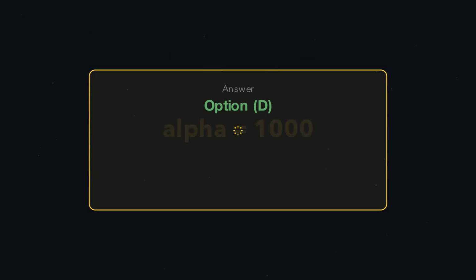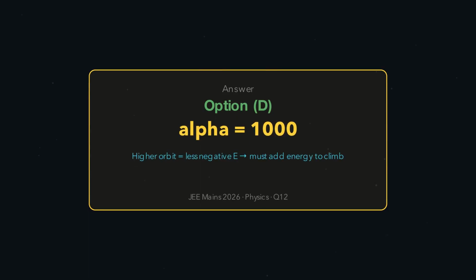Which equals exactly 10 to the 9 joules, or 1,000 times 10 to the 6. So alpha equals 1,000. Option 4. The key insight. A higher orbit always has higher total energy, so you must always add energy to climb. Never lose energy moving outward.